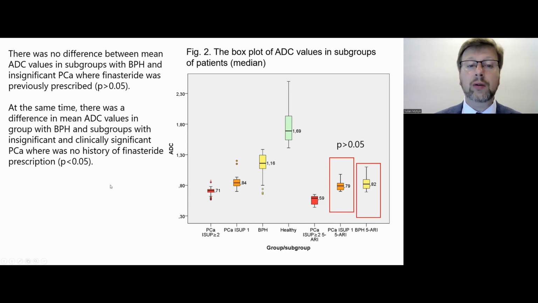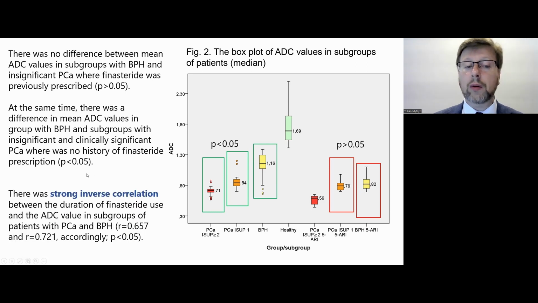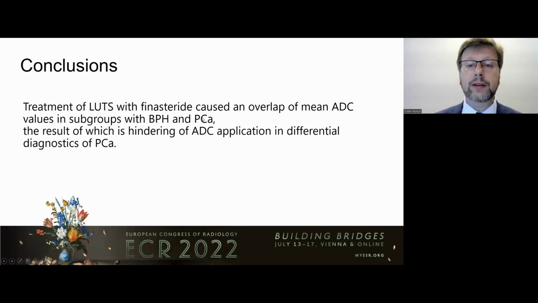At the same time, there was a difference in mean ADC values, as shown on this box plot, in the group with BPH and subgroups with insignificant and clinically significant prostate cancer, where there was no history of finasteride prescription. Also, there was a strong inverse correlation between the duration of finasteride use and the ADC value in subgroups of patients with prostate cancer and BPH. On this slide, you can see the detailed statistical characteristics of ADC values of prostate lesions in patients who received and did not receive treatment with finasteride, and healthy prostates.